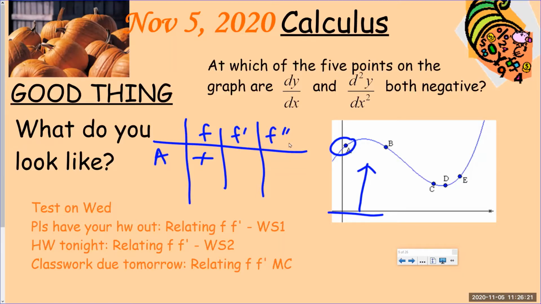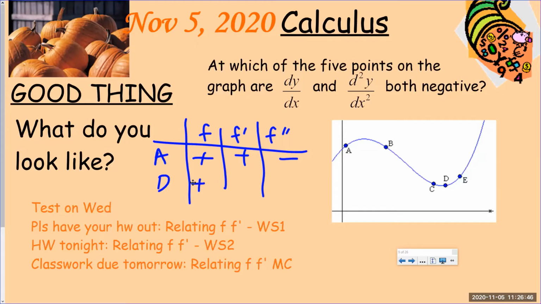Okay, what about F prime here? Positive. Where are you getting that? The slope is positive. Very good. Okay, what about F double prime? Negative. Where are you getting that? Concave down. Very beautiful. Okay, let me give you a little bit tougher of a problem. What if I asked you to do the same thing for D? Would F be positive or negative for D?